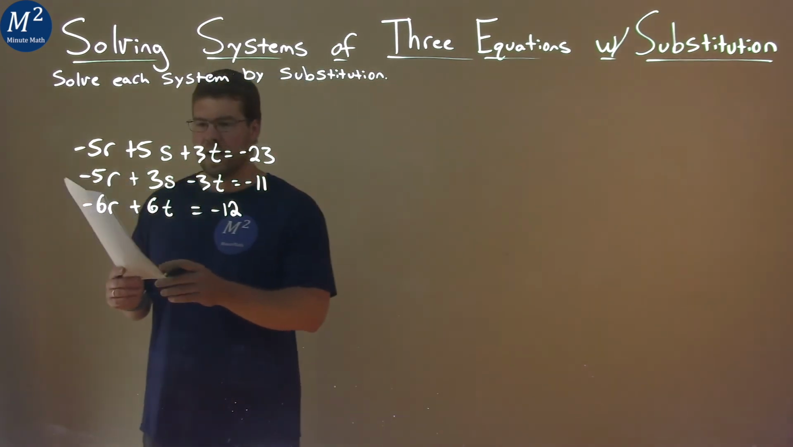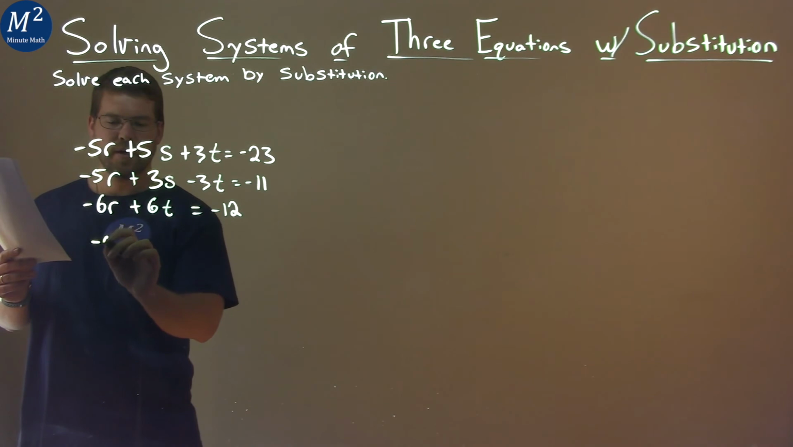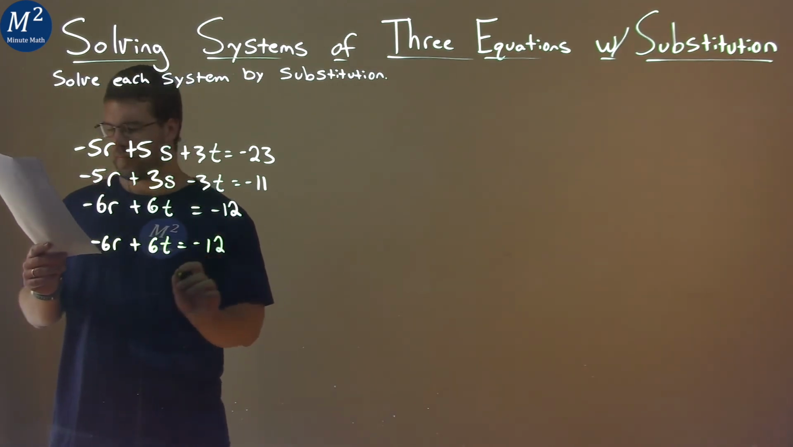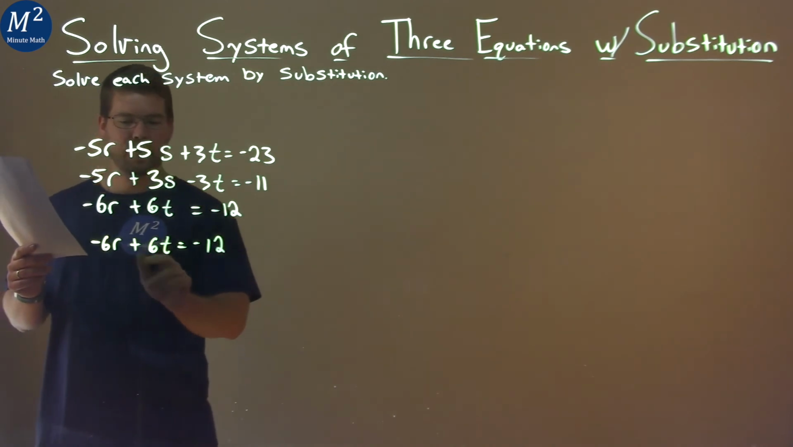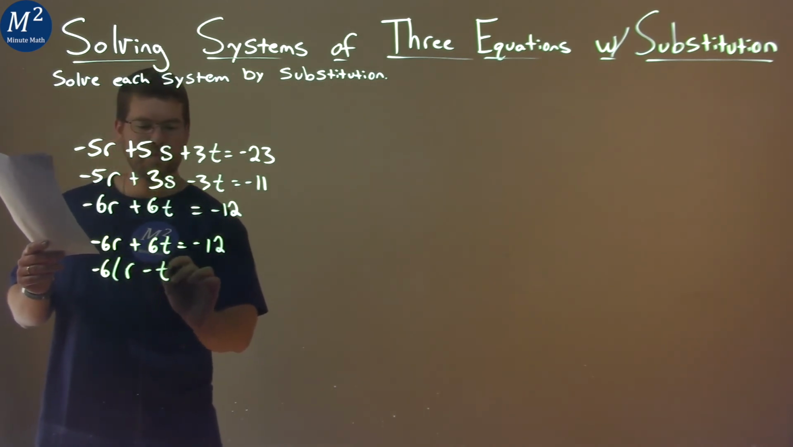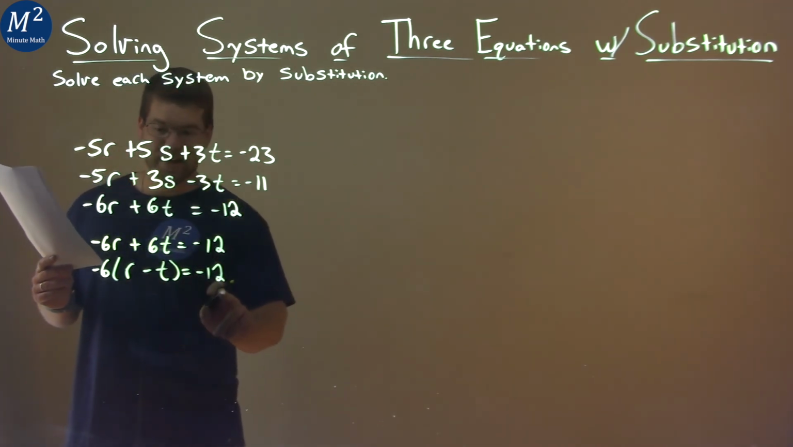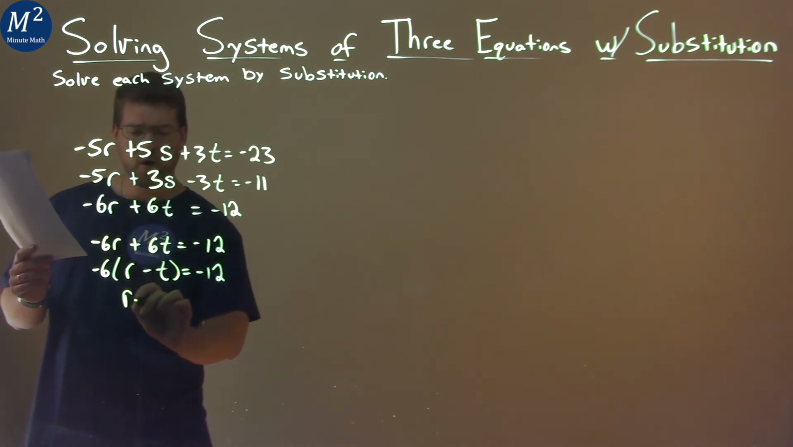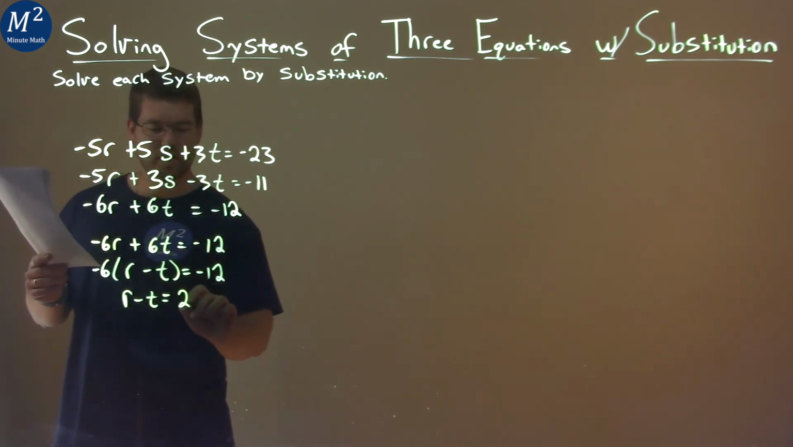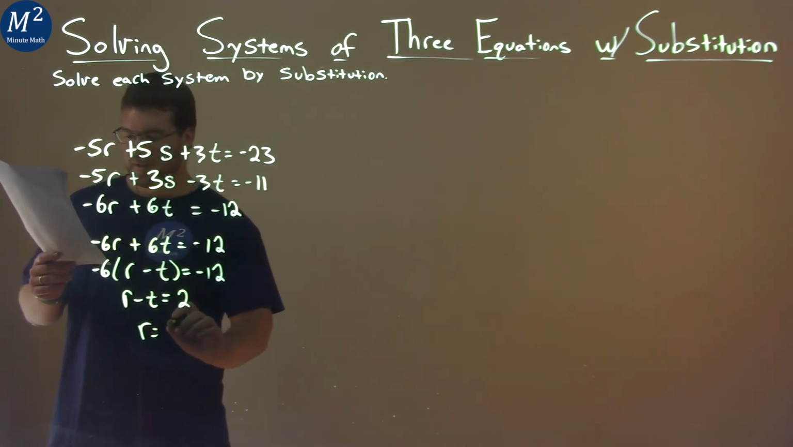Well, first thing I'm looking at is, well, this last equation. We'll rewrite it here. Negative 6r plus 6t equals a negative 12. If I pull out a negative 6, I am left with a positive r minus a t, and that's equal to negative 12 here. Divide both sides by negative 6, and we're left with r minus t equals, well, negative 12 divided by negative 6 is a positive 2. Add a t to both sides, and r equals 2 plus t.